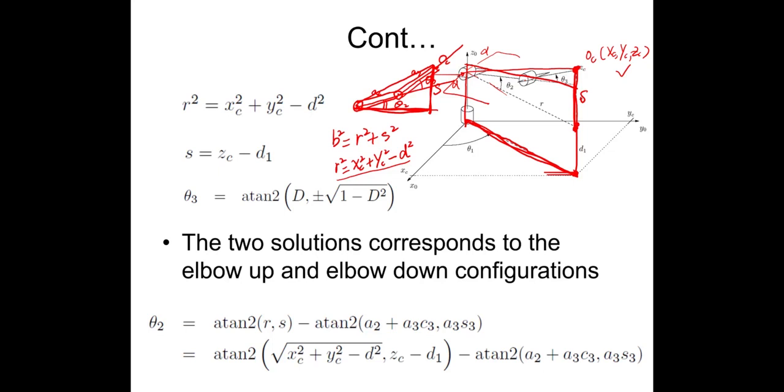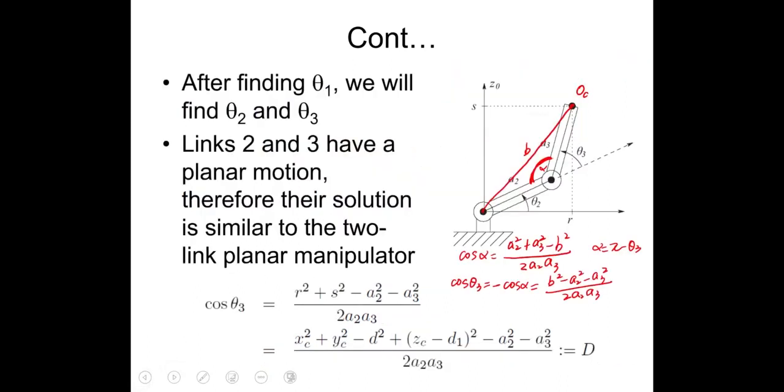It just equals the total height of the spherical wrist center, which is ZC, minus the height of the second joint, which is the length of the first link, D1. So S equals ZC minus D1. This means that we can quickly calculate our theta 3.